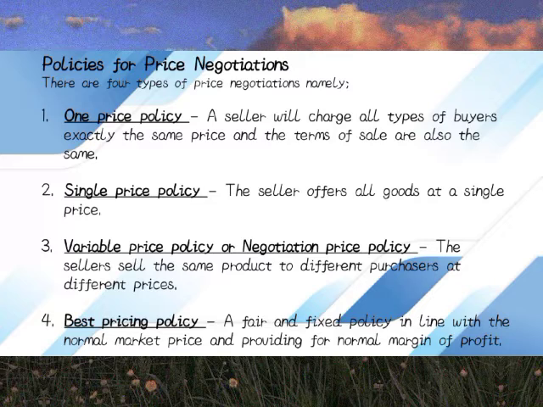And so, the third policy is variable price policy or negotiation price policy. For this policy, the sellers sell the same products to different purchasers at different prices. The variable price policy adjusts the prices to different customers depending on their relative purchasing power or bargaining ability. It's like the price depends on how the customer negotiates with the seller.